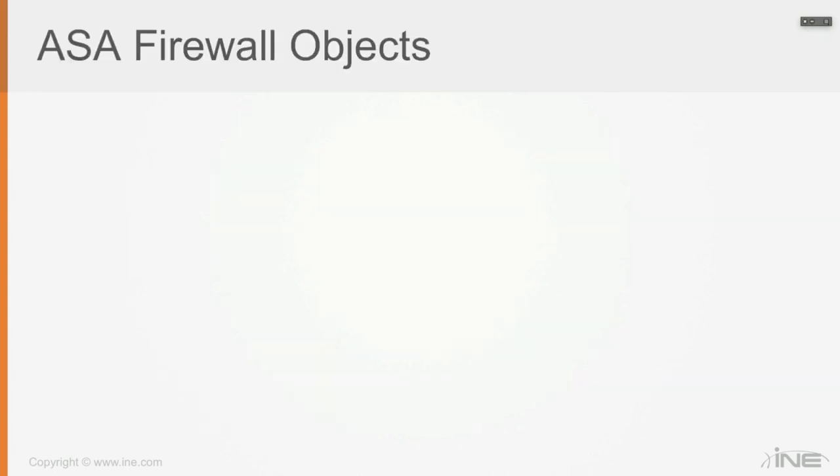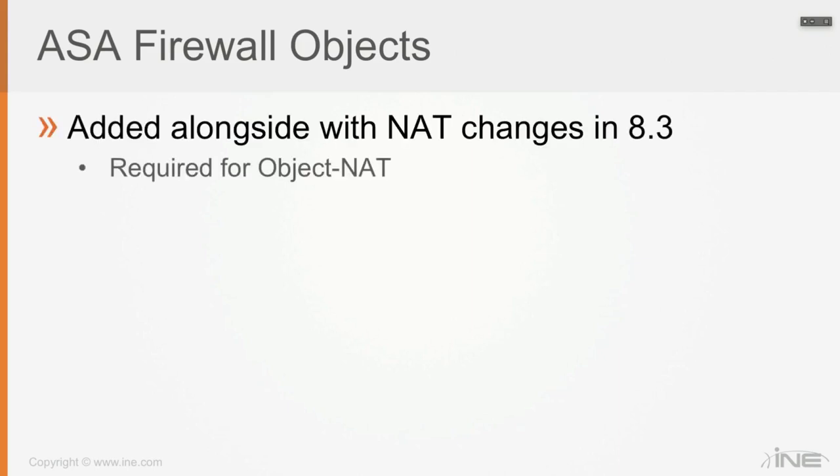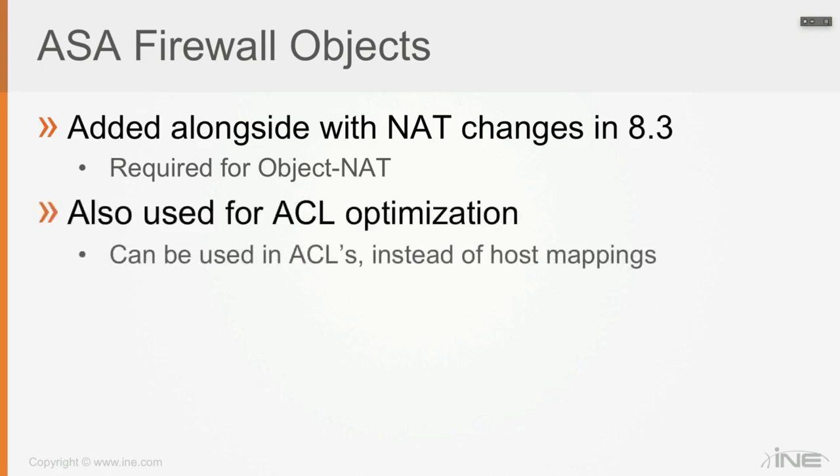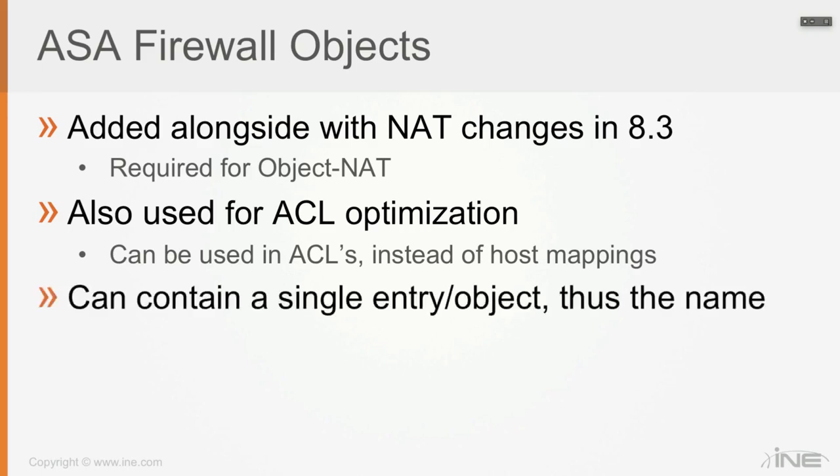Now, ASA objects. The objects have been added alongside the NAT changes in version 8.3, and they're required for object NAT. They can also be used like object groups for ACL optimization, and can be used in ACLs instead of host mappings. And per the name, an object can contain a single entry, thus the name, as opposed to object groups, where you could configure multiple entries.